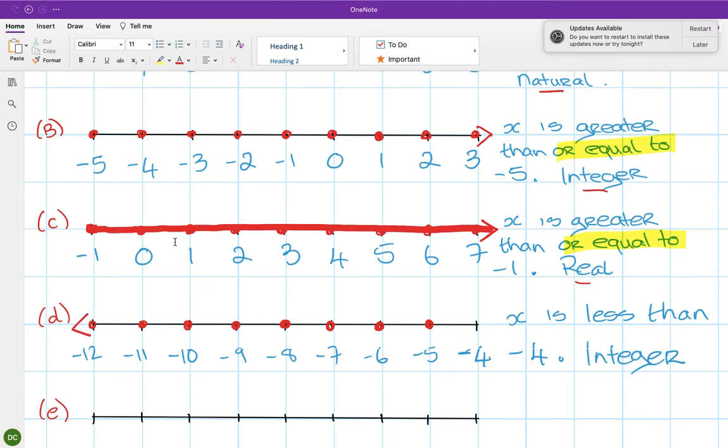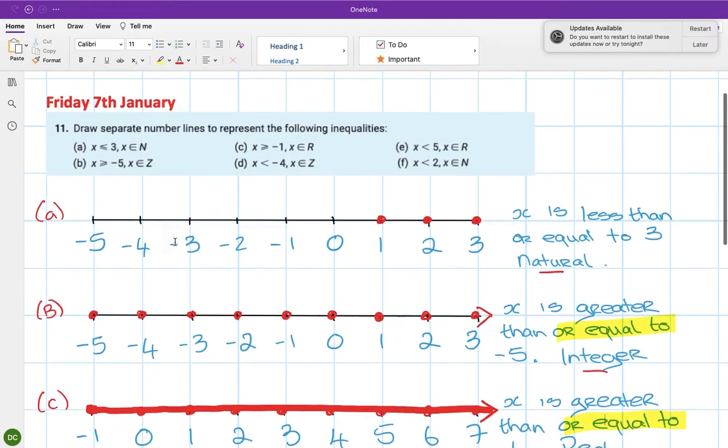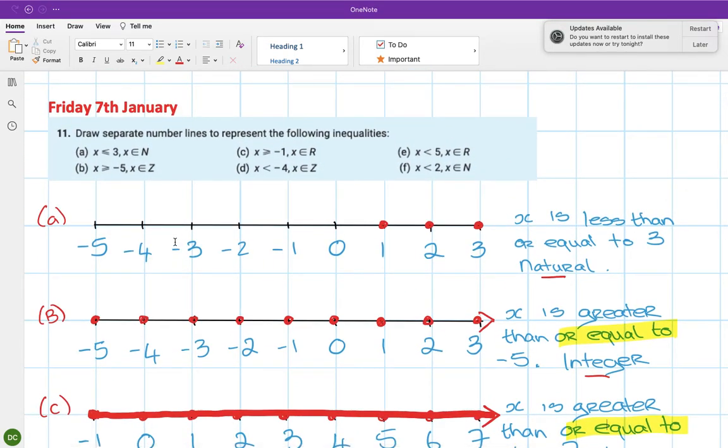It would continue, so we stick our arrow in, saying that it could go smaller. And then do we shade in? It's an integer, and integers are whole numbers, so no. Okay? Right, so I'm just going to scroll down. I'll write and then I'll bring you down to it.